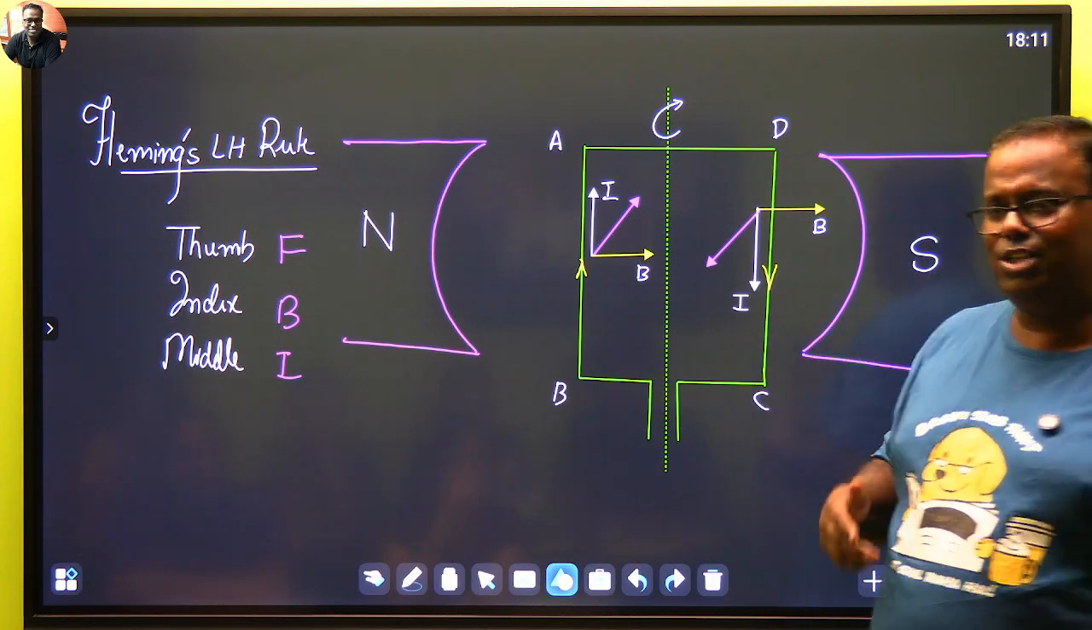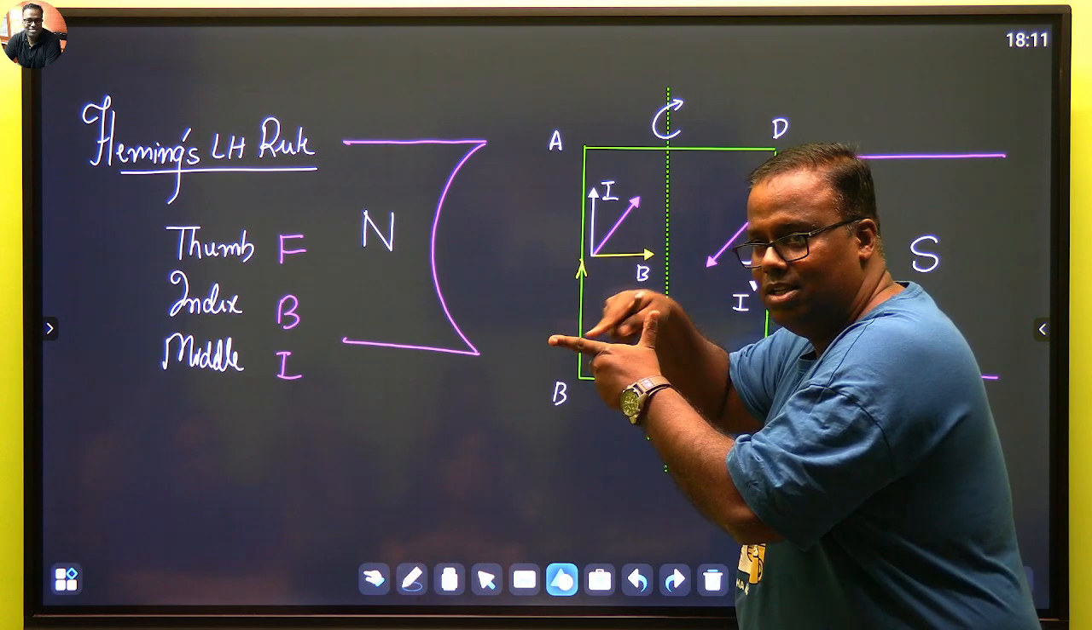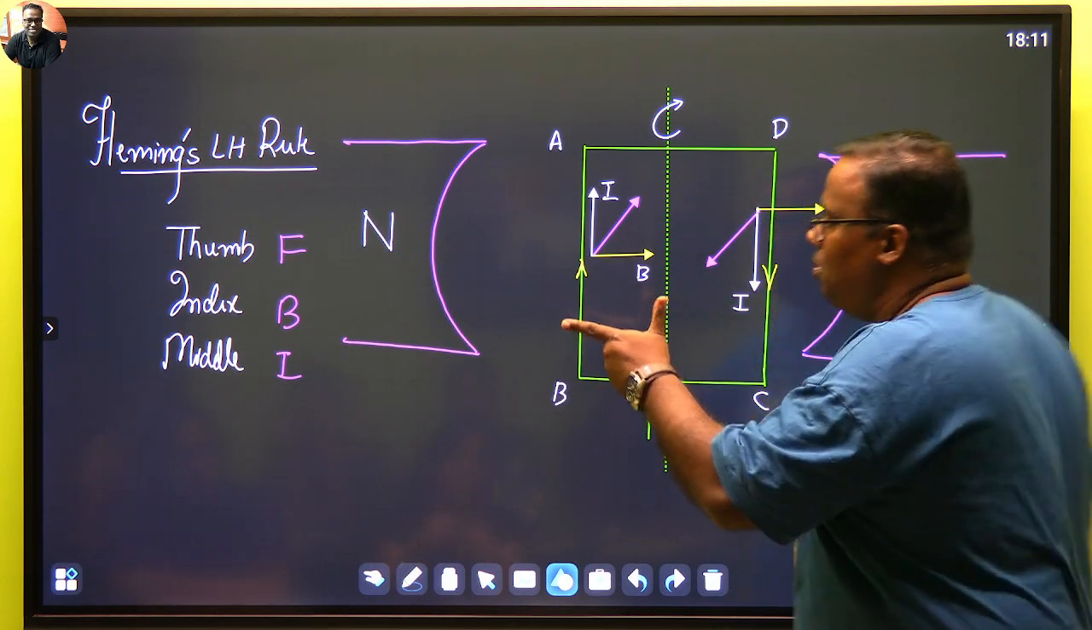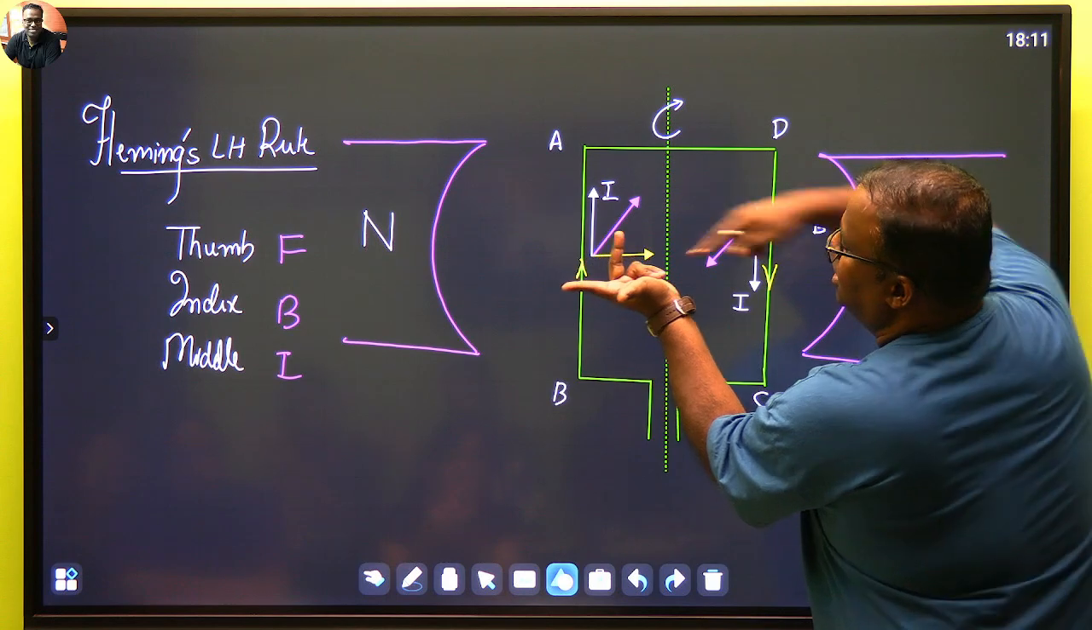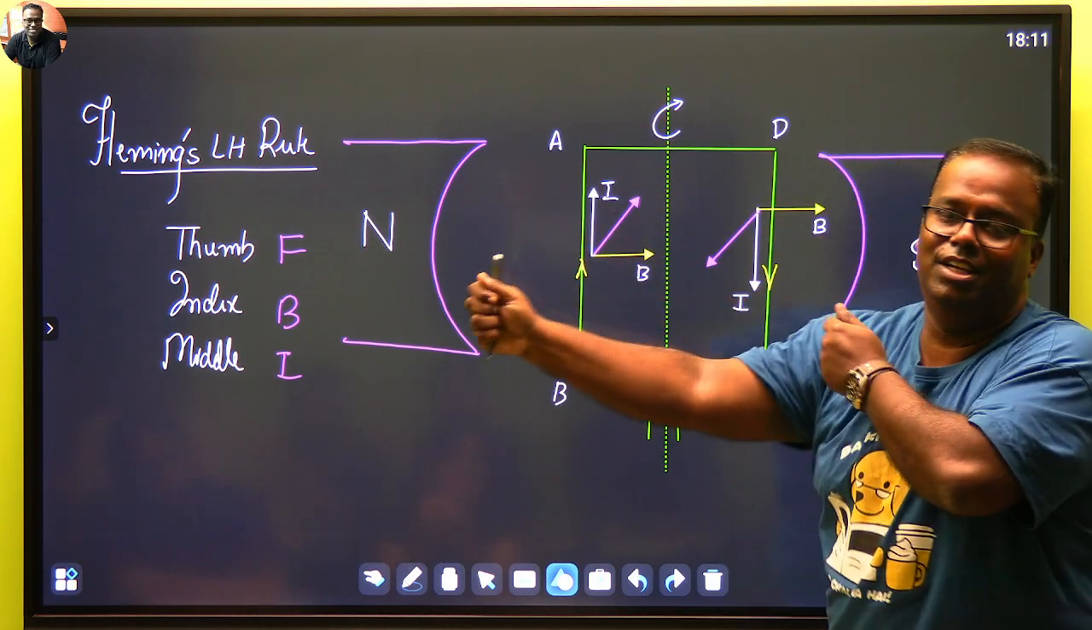Look how beautiful a thing Fleming made. So which side is my magnetic field now? This side. I is which way, beta? I is this way. Magnetic field is here, I is top. Where is the force? Outside. It will rotate.